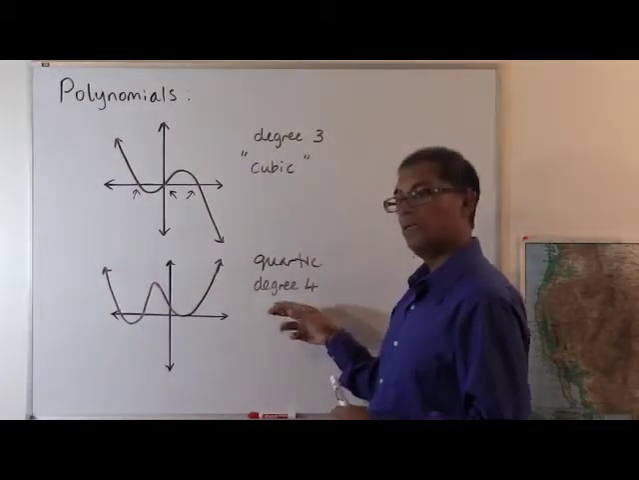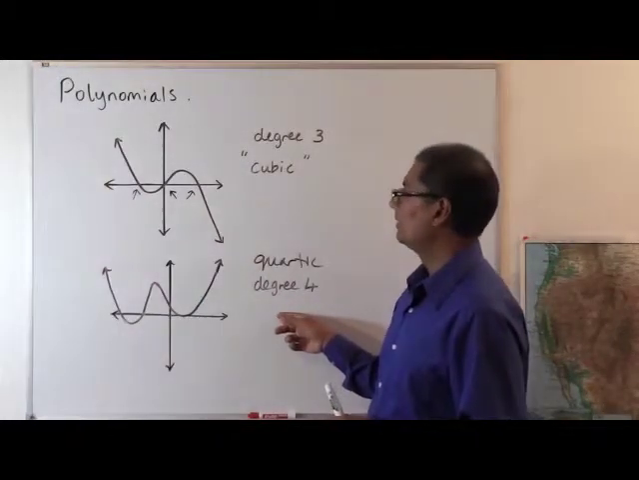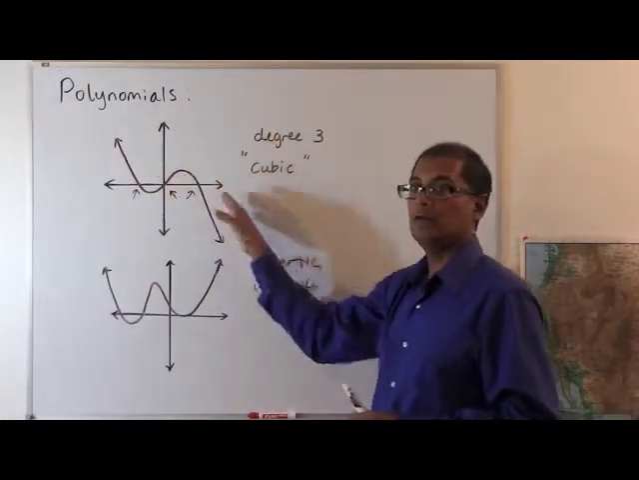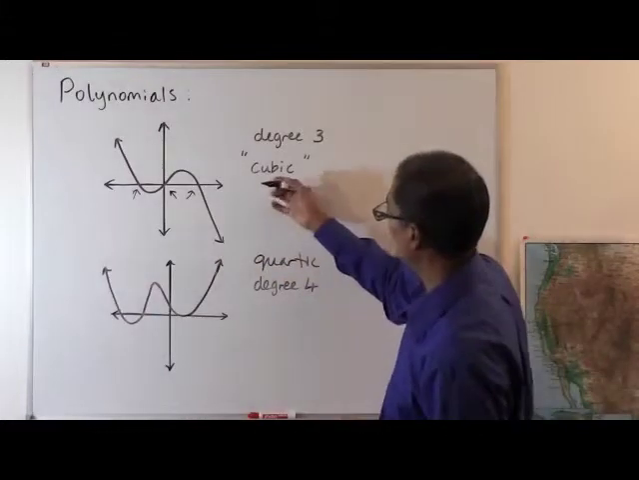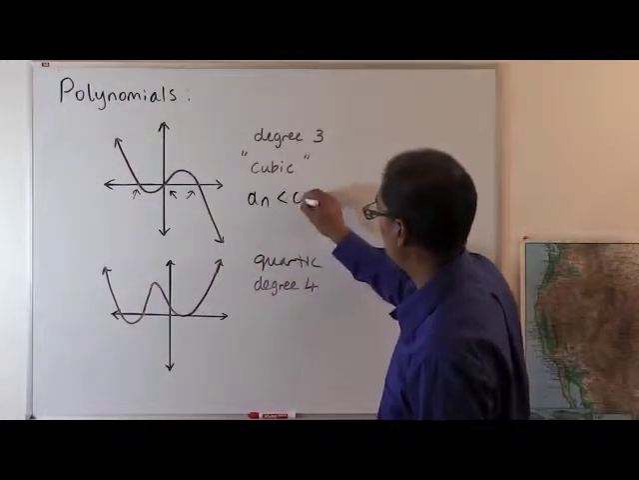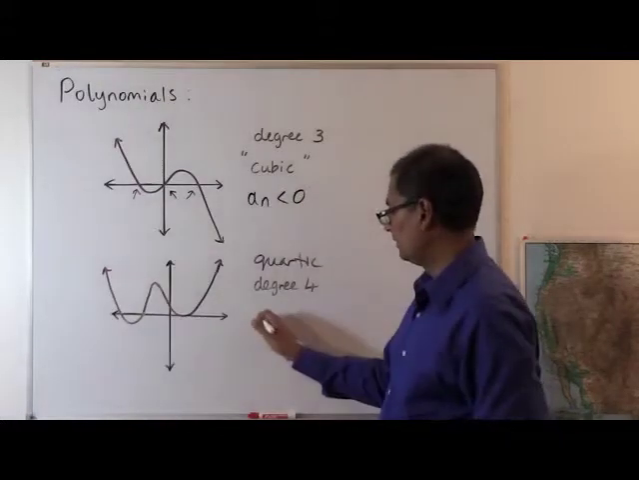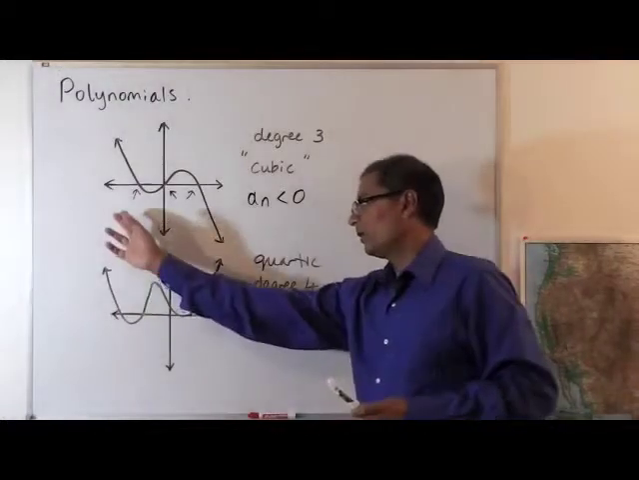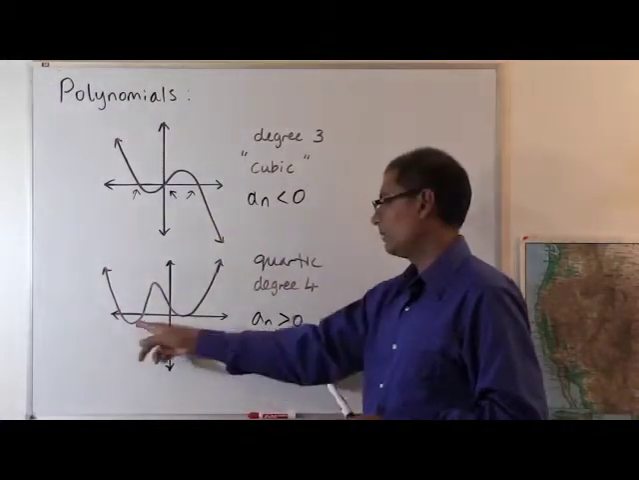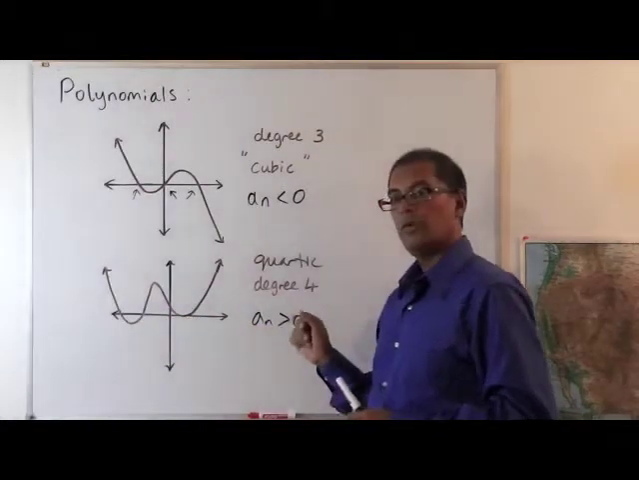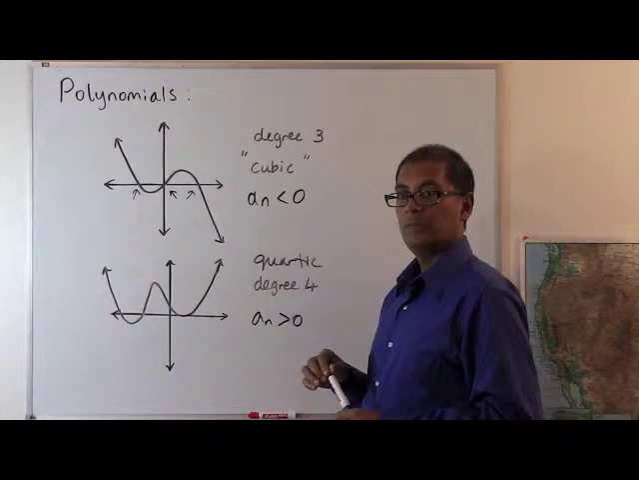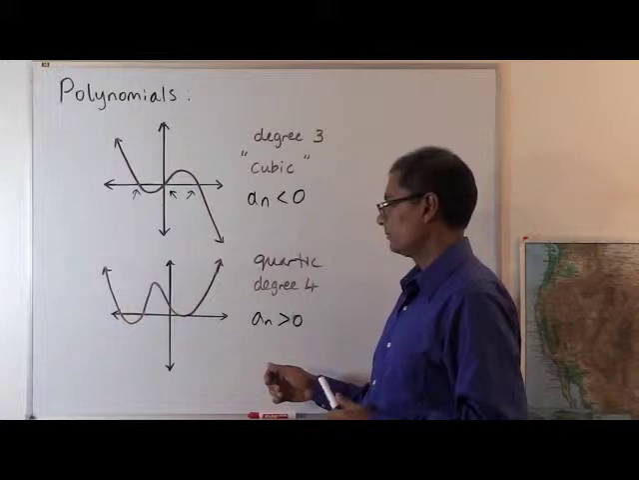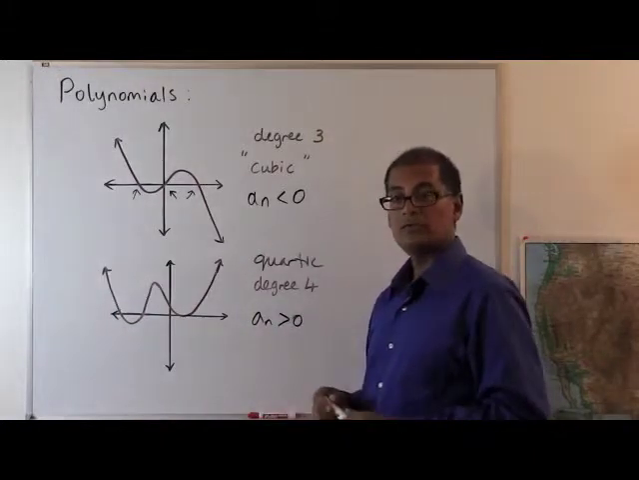Let's go to the quartic, degree 4 polynomial, and just go back to the cubic. This lead coefficient was negative because it starts high and comes low. In this case, for the cubic, a_n was less than 0. In the quartic, a_n is greater than 0. The lead coefficient is positive because it starts high and ends high. And how many zeros do we have? 1, 2, 3. Now we're supposed to have at most 4. So this doesn't contradict the rule we just talked about.